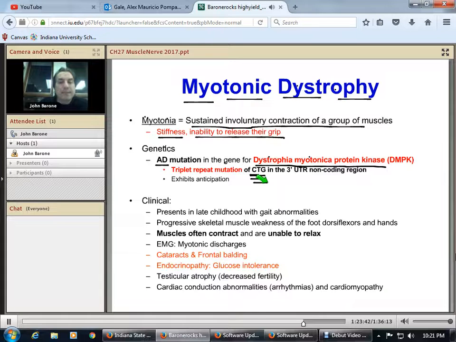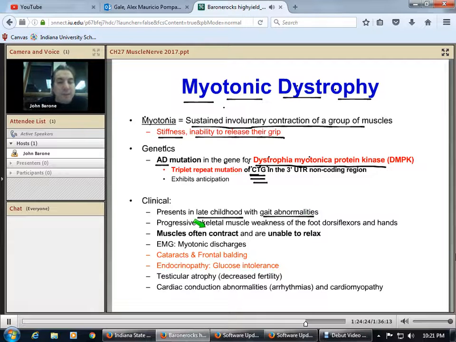So you're going to see CTG, CTG, CTG repeating hundreds to thousands of times in the 3' untranslated region, the non-coding region, and every time you pass it on, it expands. So you expect to see anticipation. If you pass it on to the next generation, it's going to present earlier and more severely because you repeat it. So here's how I remember it. CTG. Crushing tight grip, or can't let go of your tight grip. So crushing tight grip, that's how I remember it. CTG for this tonic dystrophy.